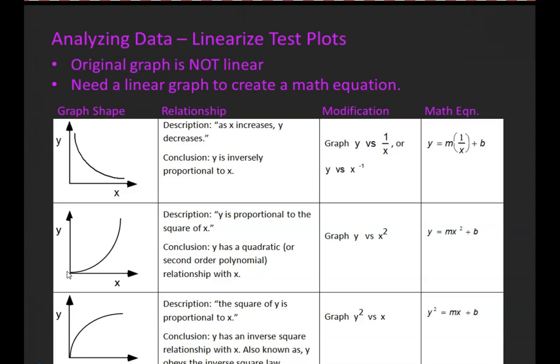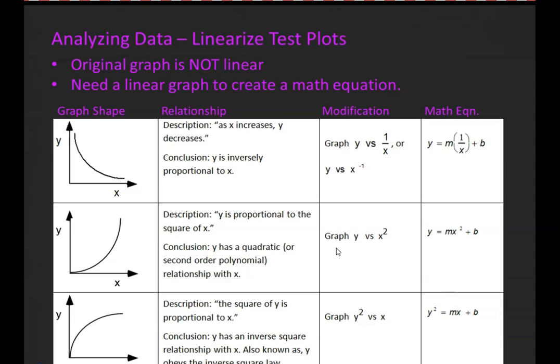In the sample we've been looking at, where we had a graph of friction force on the y-axis and velocity on the x-axis, we had a concave upward curve increasing left to right. So that tells us that the friction force is proportional to the square of the velocity.